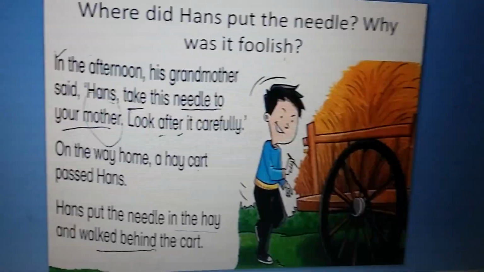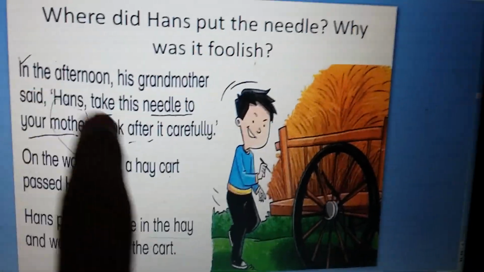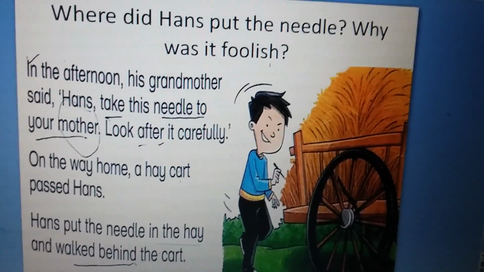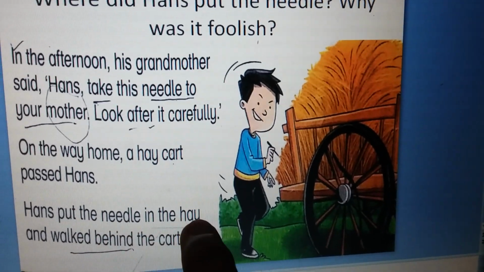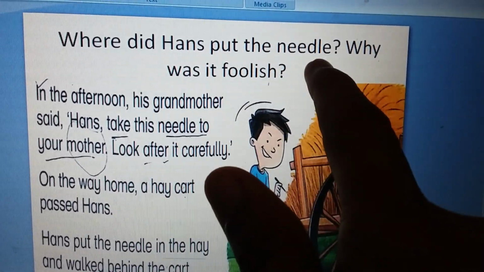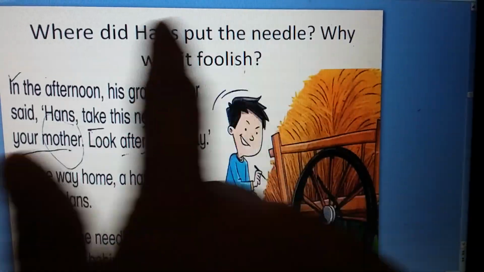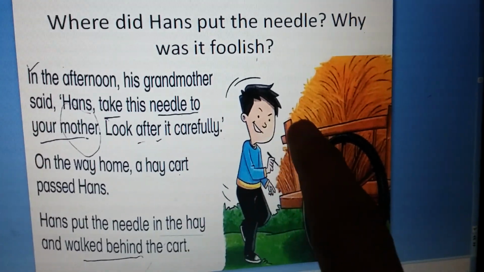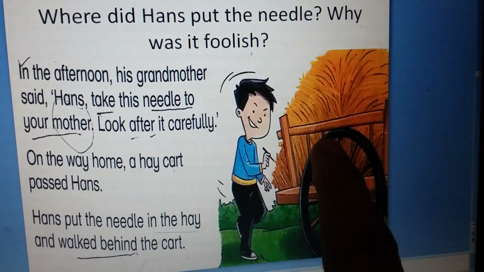Okay. Next, where did Hans put the needle? Read this paragraph. Where did Hans put the needle? Hans put the needle in the hay. This is the answer to the first question. Why was it foolish? Because he lost the needle in the hay. Okay.